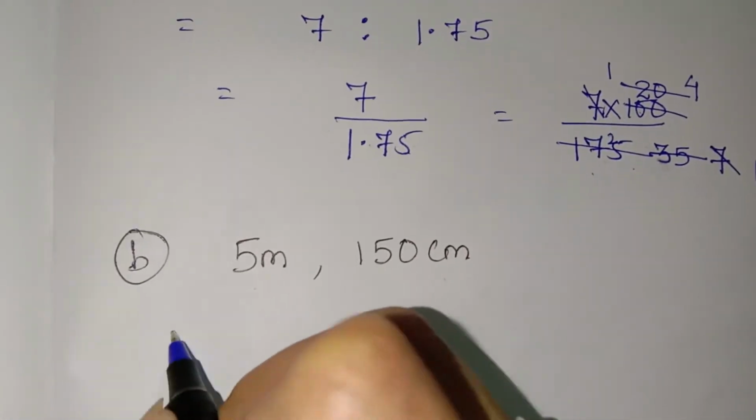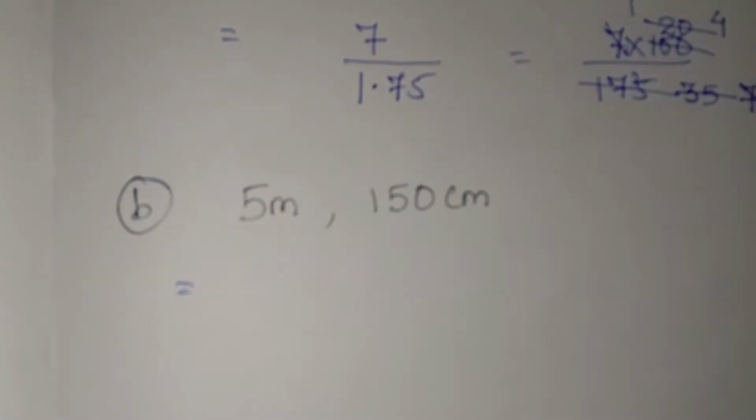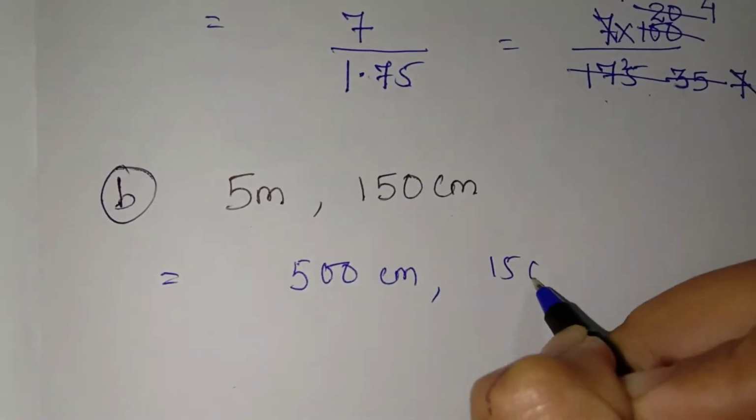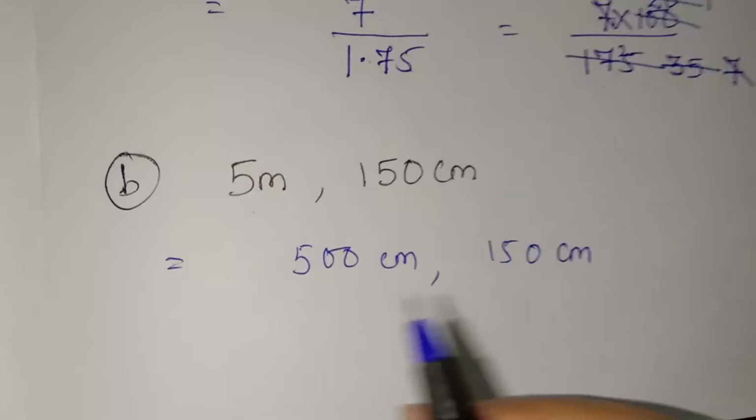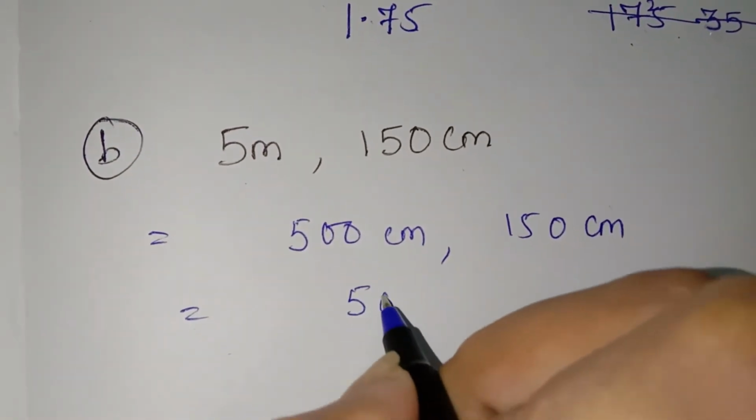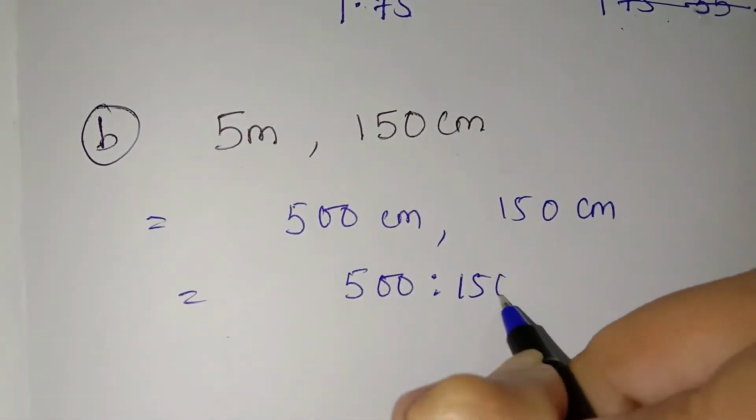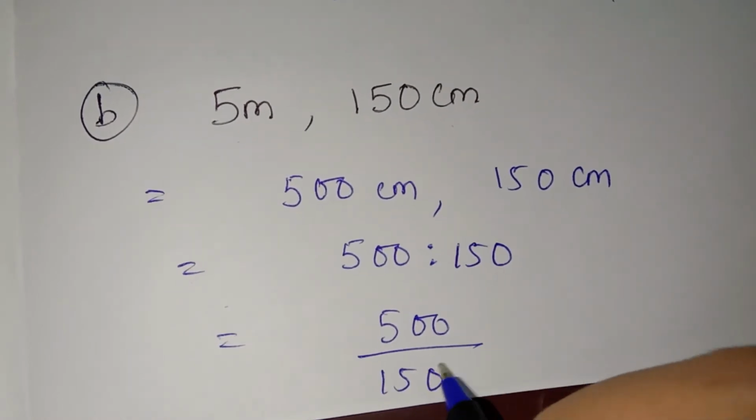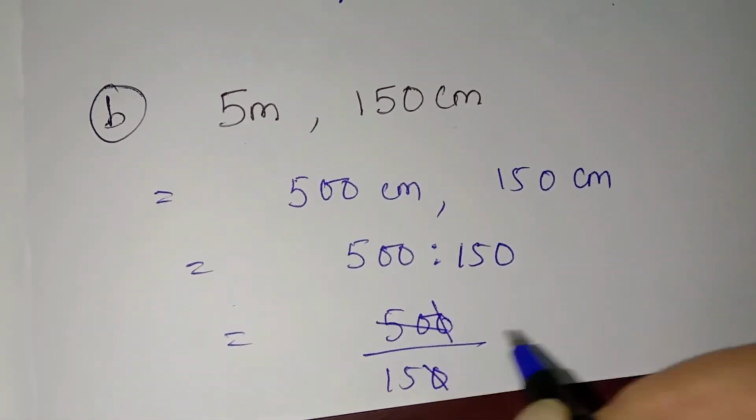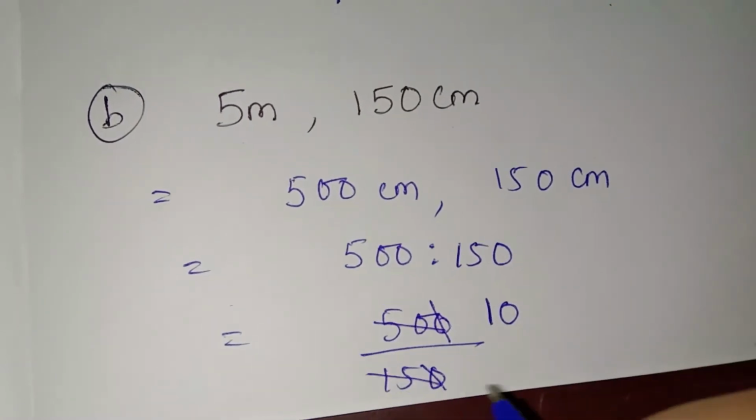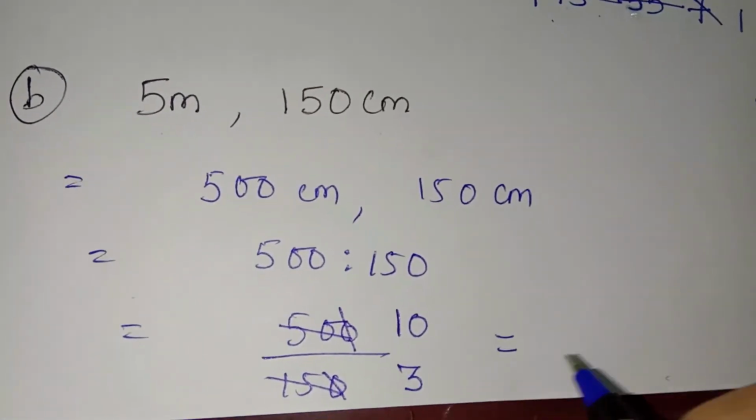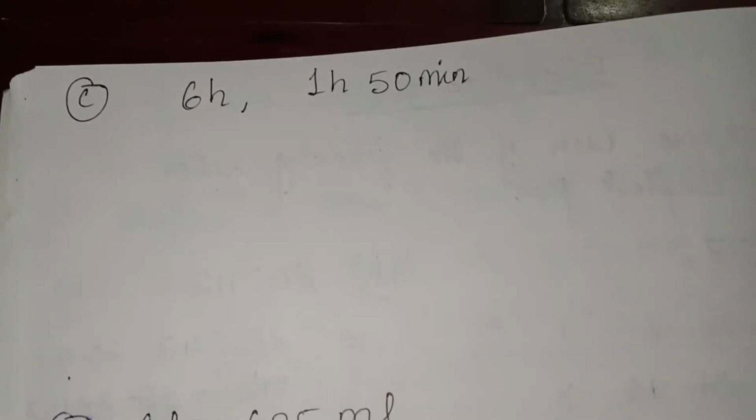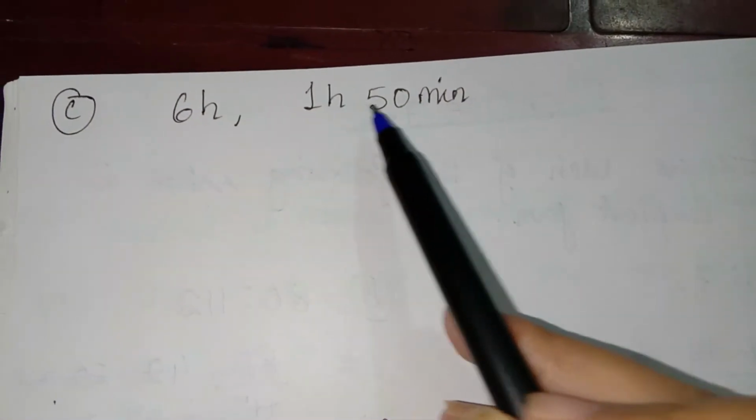So in place of 5 meter you have to write 500 centimeter and 150 centimeter. Now we can write in ratio: 500 is to 150 is equal to 500 divided by 150. Cancel 0 0. 5 1s are 5, 5 3s are 15. So answer is 10:3.